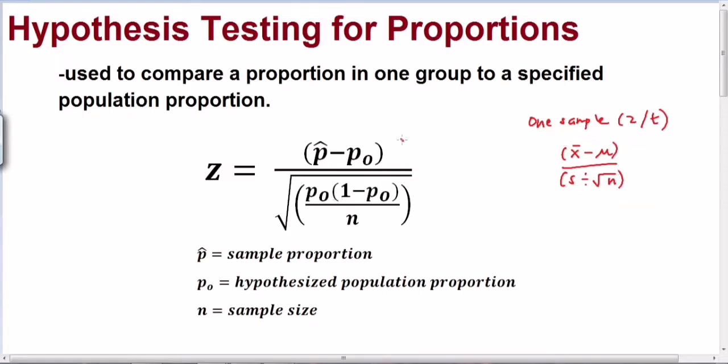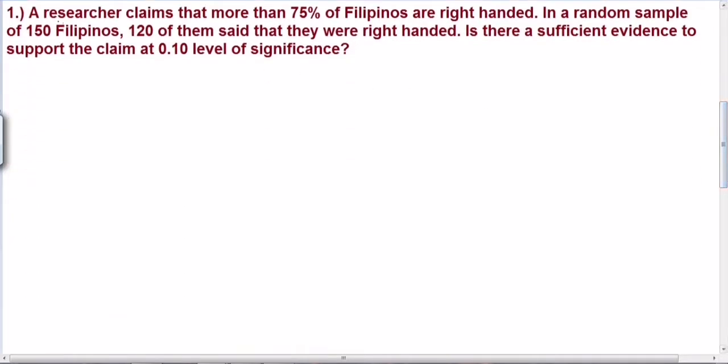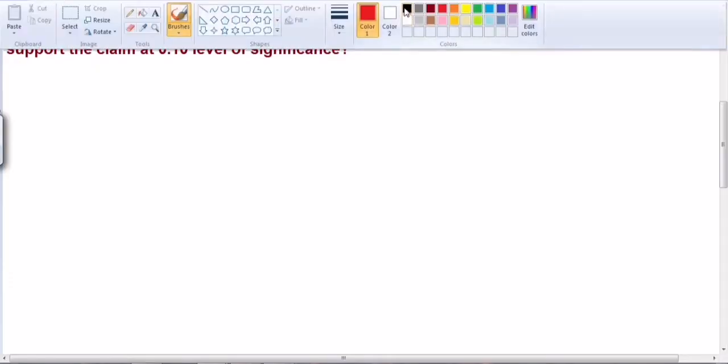So, ito naman yung gagamitin natin in testing proportions. Okay? So, ang ating mga given is yung p-hat, which is the sample proportion, and then yung p sub 0 is the hypothesized population proportion, and n is the sample size. Okay? Para mas maintindihan nyo yan, kung kailan tayo gumagamit ng hypothesis testing for proportions and this formula, let us proceed with the first example. Okay, let's have the first example.